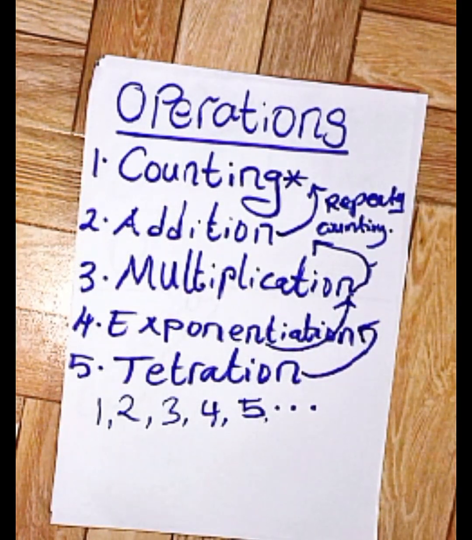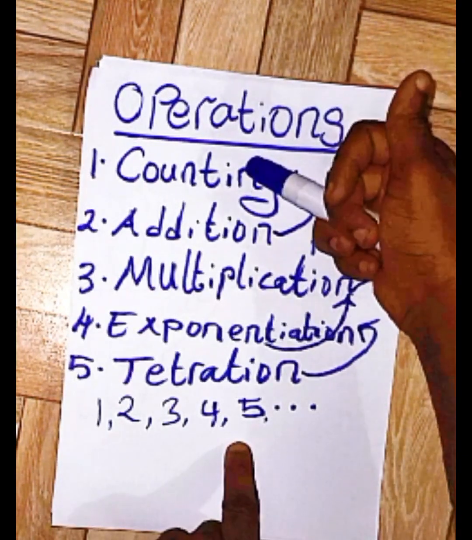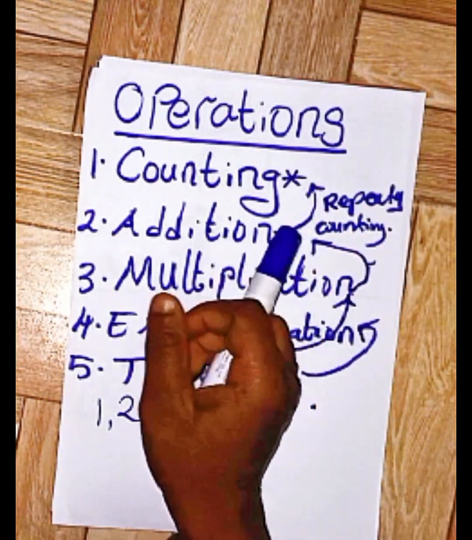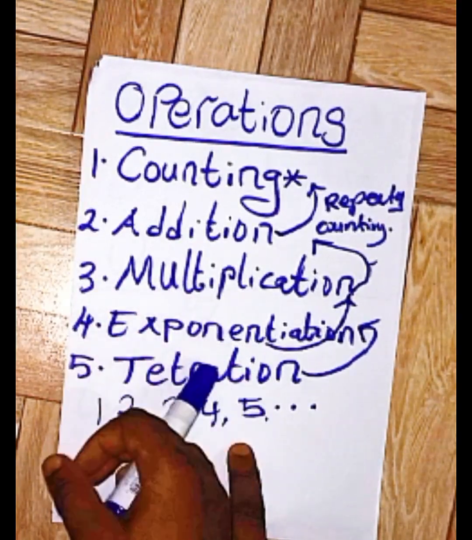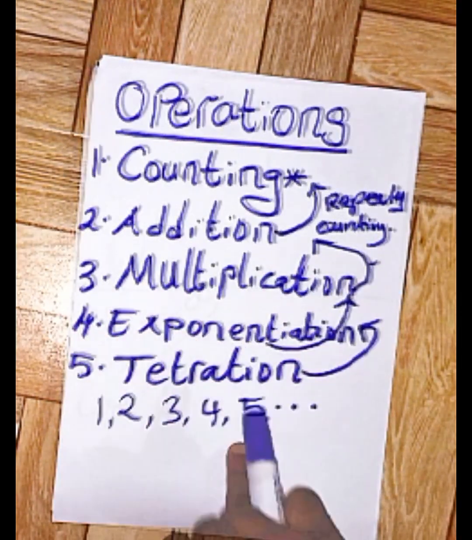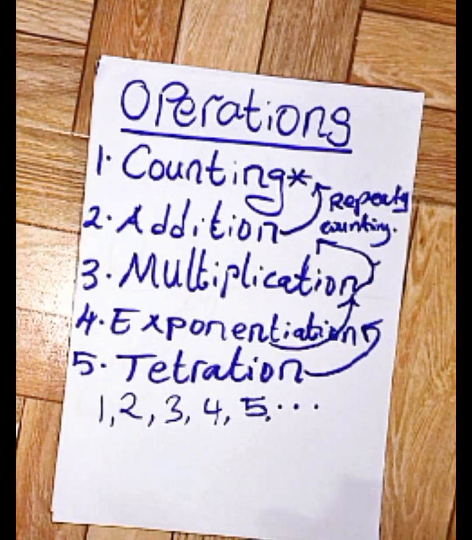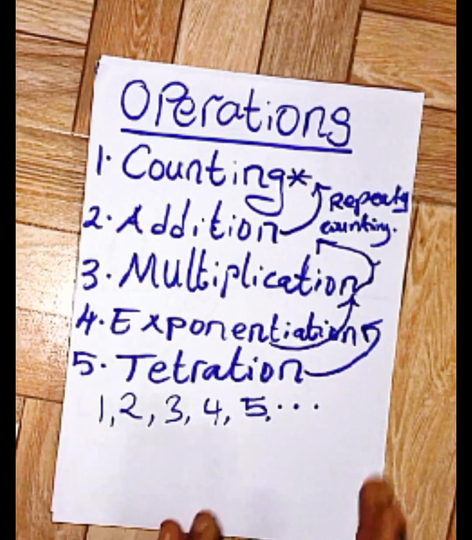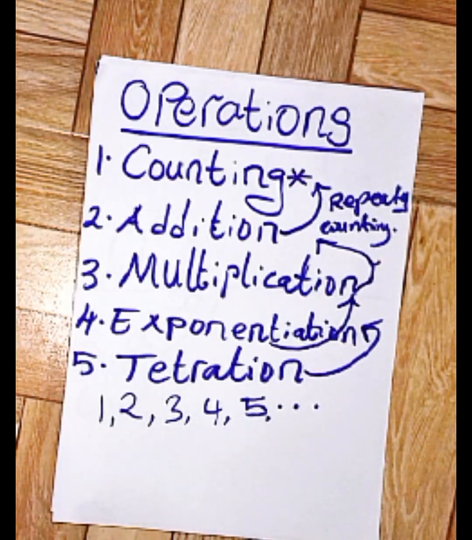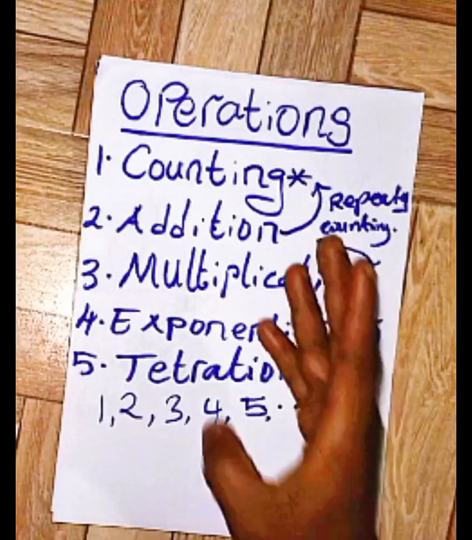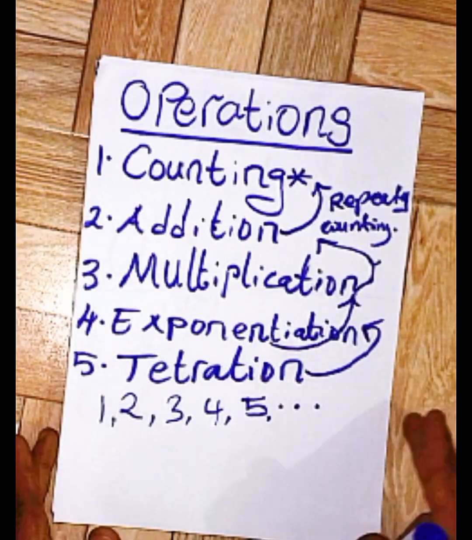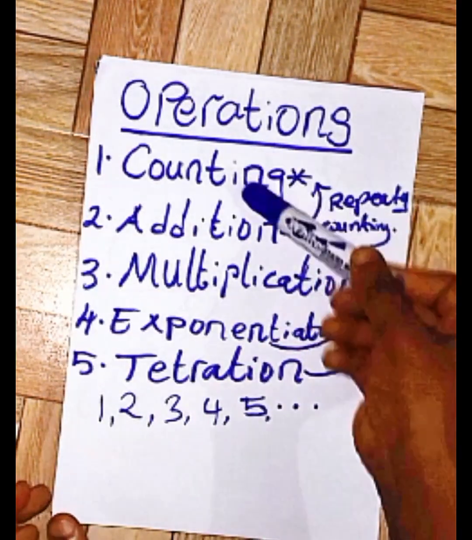So I believe you are seeing how the operations build on each other. We started from the basic one, moved to the second basic, third basic, and we are moving to this. And so the most basic one is counting. That's how interconnected they are. All other operations you have known as basic operations in mathematics will all depend on these ones.